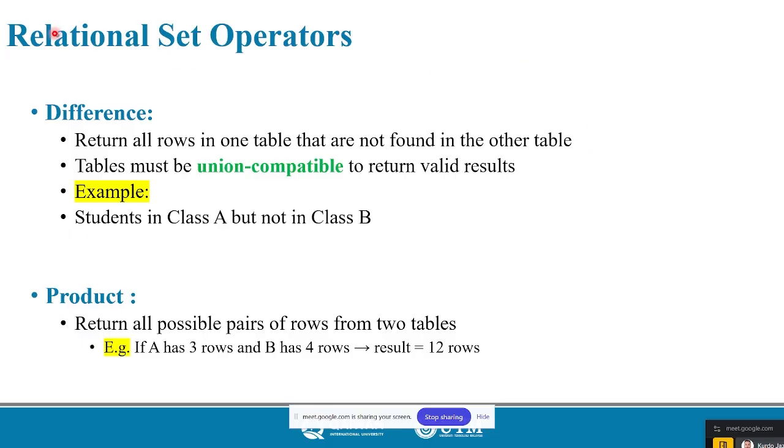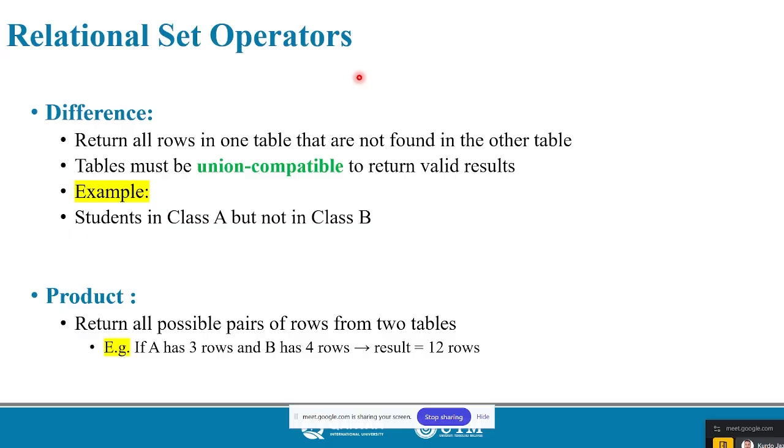Now, we will talk about the difference and product, what each one means and what the job of each one is. The difference returns all rows in one table that are not found in the other table. So we have two tables, and it will return all the rows in, for example, table number one that do not exist in the other table. For example, students in class A but not in class B. Again, for the difference, the tables must be union compatible: the same number of columns and the same data types.